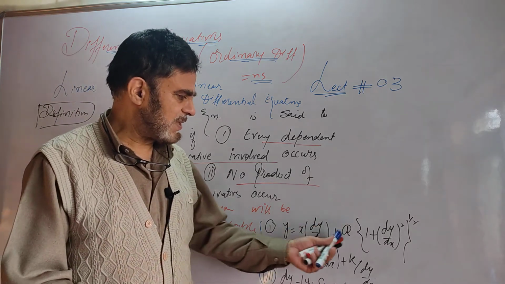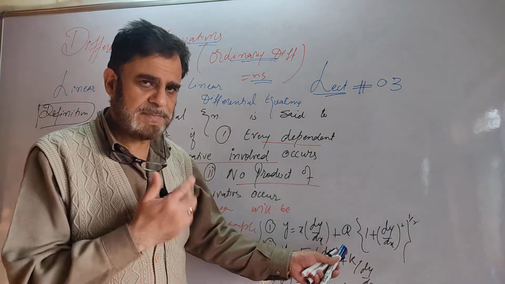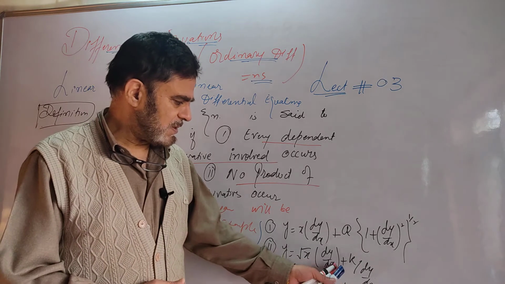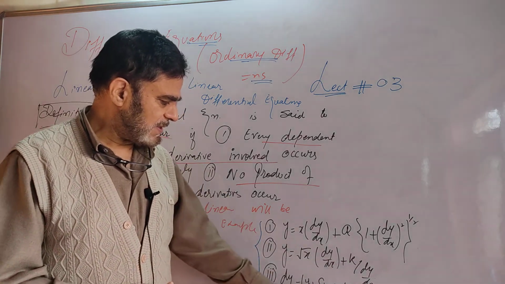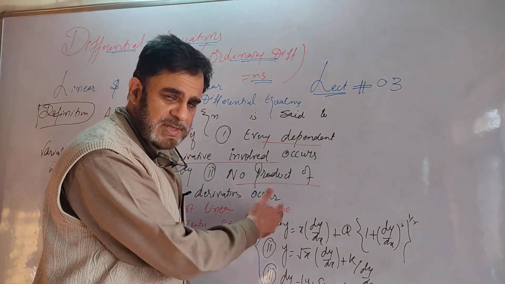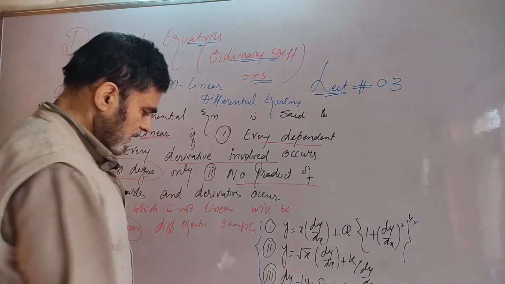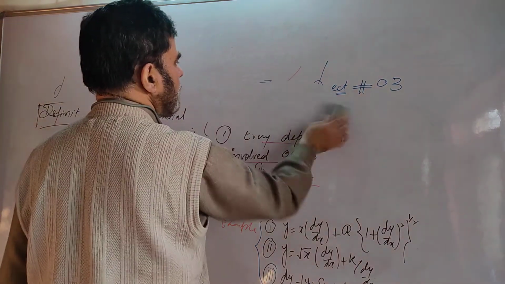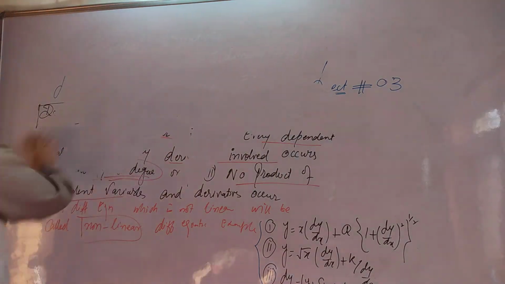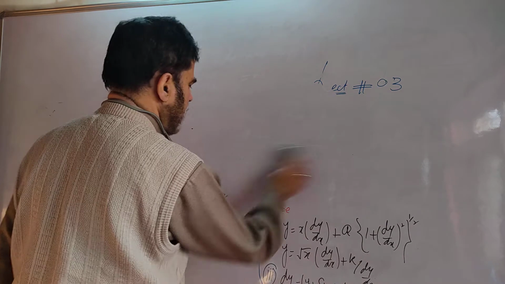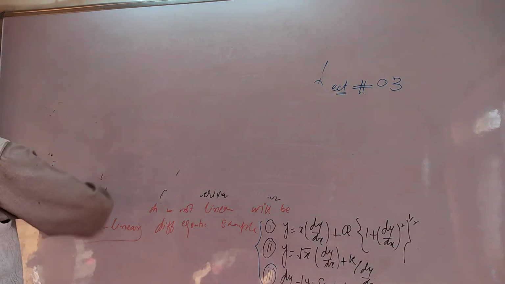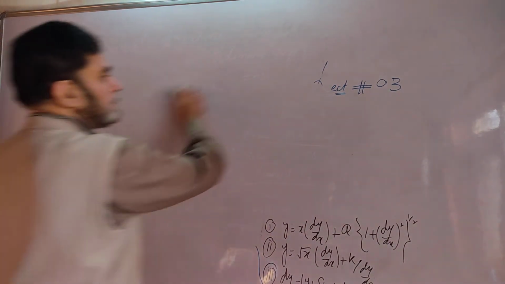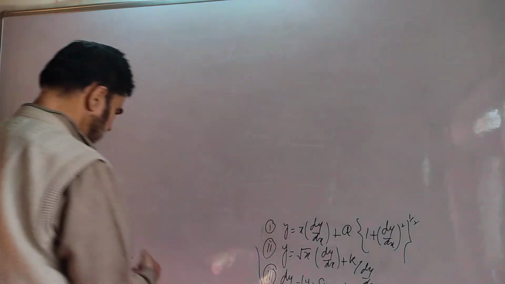One is y is equal to x dy by dx plus a times the square root term. We have also dealt with this differential equation in previous lectures. The second is y is equal to root x dy by dx plus k upon dy by dx, and the third is another one. Now we have to classify which among these is linear and which is non-linear. Let me take this one first.